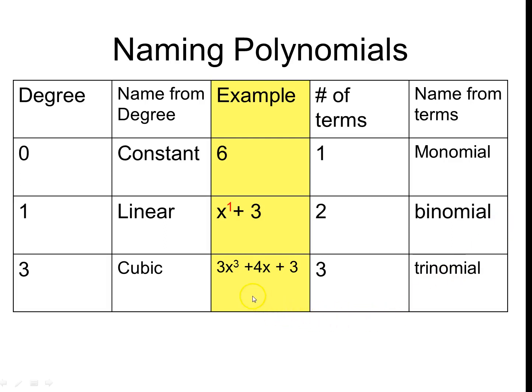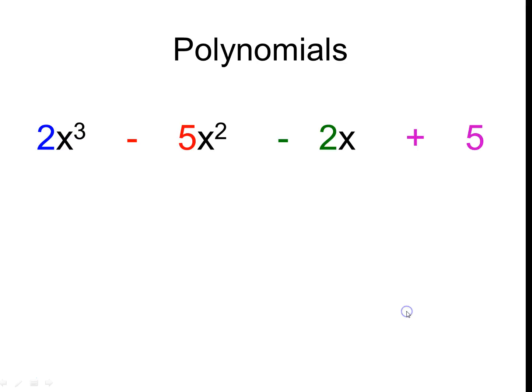Let's look at this last one. What is the degree? What is the largest exponent that you see? It's that little 3 right there, isn't it? That means the degree is 3, and if the degree is 3, it's a cubic. Now, how many terms does it have? Well, it has 1, 2, 3. It has 3 terms, therefore it's a trinomial. Lots and lots of language. Okay.